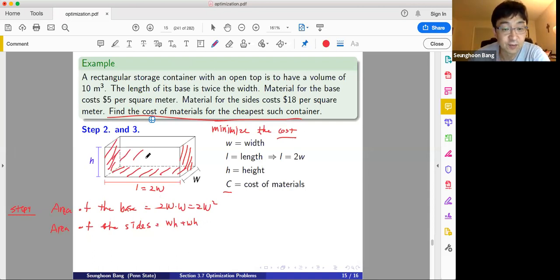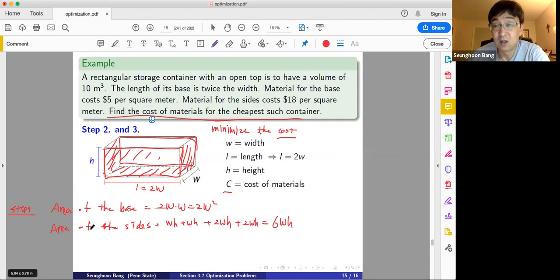Next, the front. The front is exactly 2W times H, so 2WH. And the back: the area of the back is exactly the same as the area of the front, 2WH. You can add it: WH plus WH plus 2WH plus 2WH is 6WH. We have these areas.